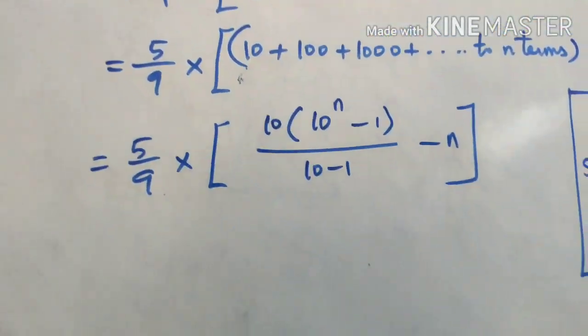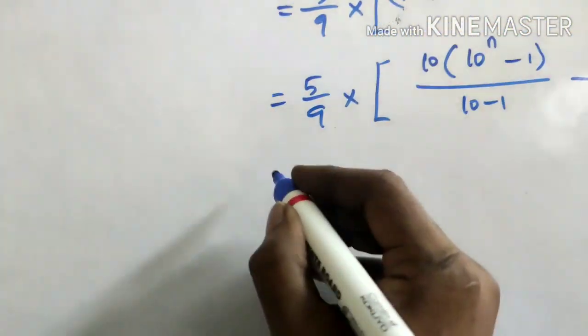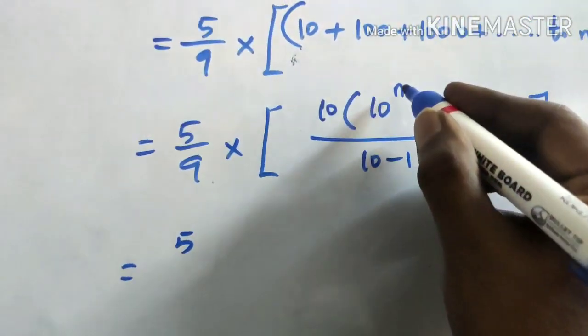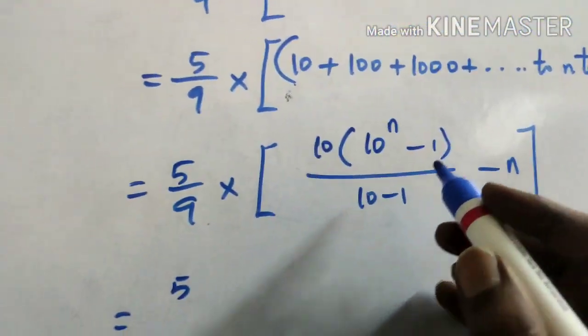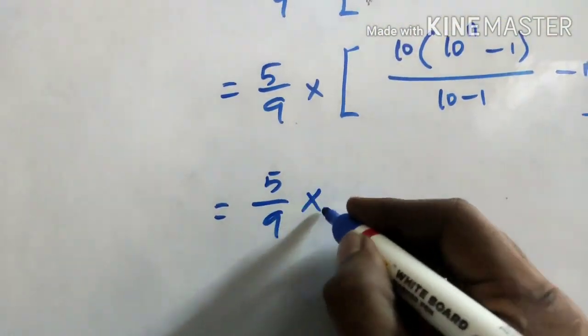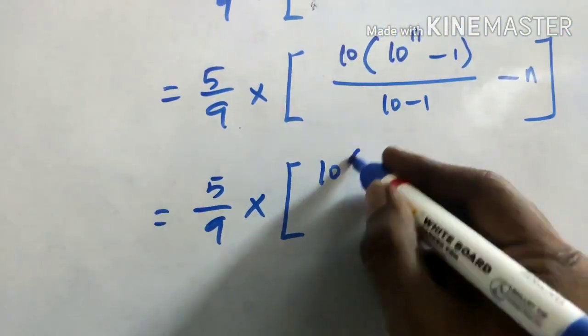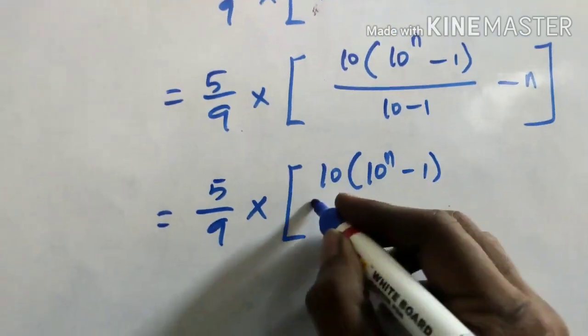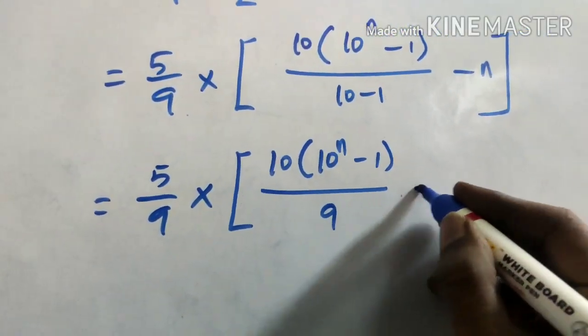Okay, right. Now see here, we don't know n. The entire sum is for n terms, so we don't know n. So 5 by 9 into 10 into 10 power n minus 1 by 10 minus 1, that is 9, minus n.